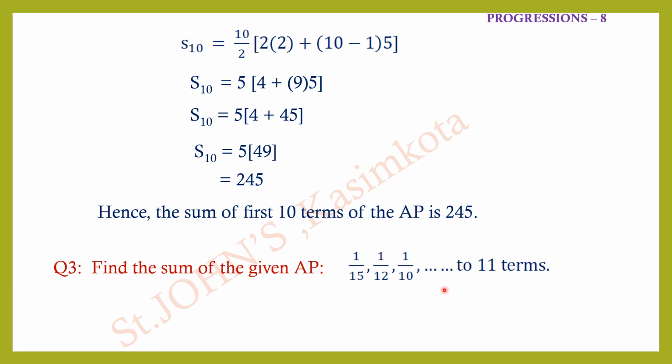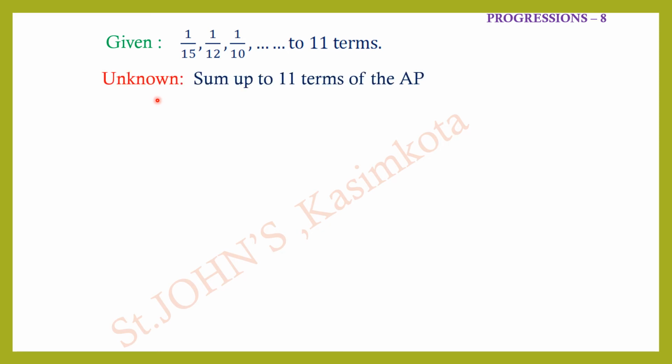Here the first term a1 equals 1 by 15, the second term a2 equals 1 by 12, and the third term a3 equals 1 by 10. Here n represents 11 terms, n equals 11. Are you clear? The given condition is 1 by 15, 1 by 12, 1 by 10, and so on to 11 terms. The unknown is the sum up to 11 terms of the AP. Now we have to find the sum of 11 terms.